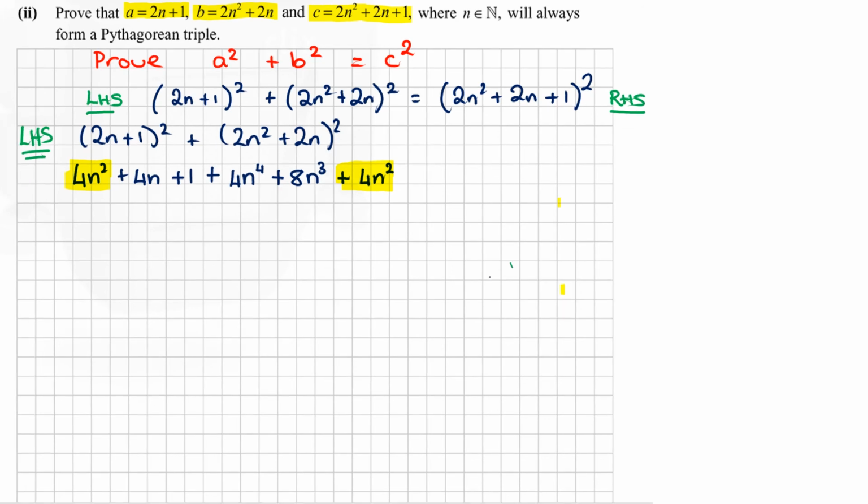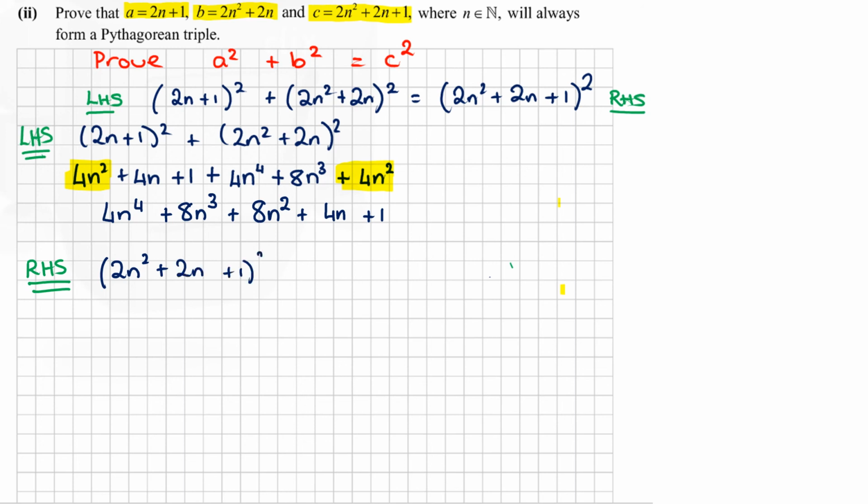So we get 4n to the power of 4 plus 8n to the power of 3 plus 8n squared plus 4n plus 1. So now moving on to the right hand side, we want to square out that bracket. So we get 2n squared plus 2n plus 1 all to be squared.